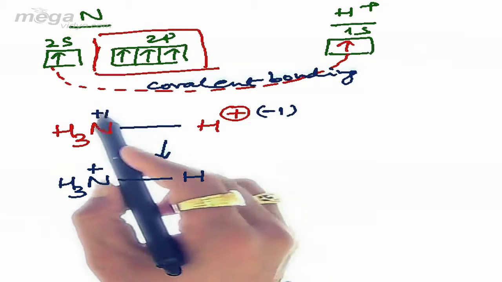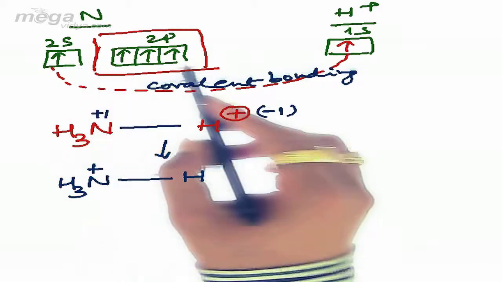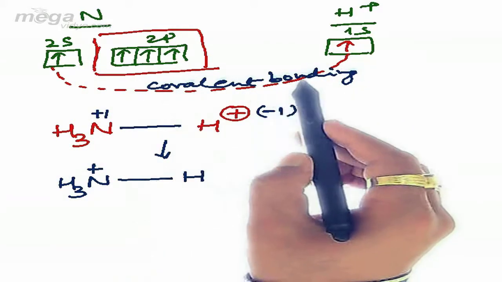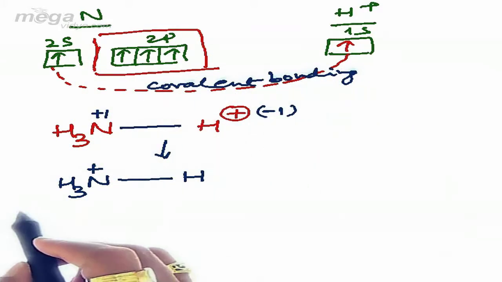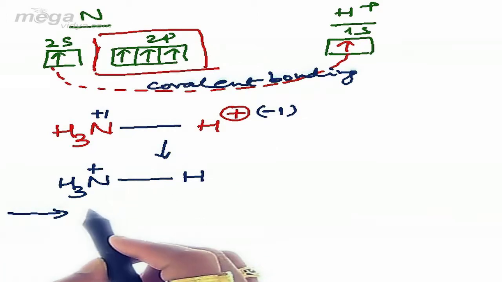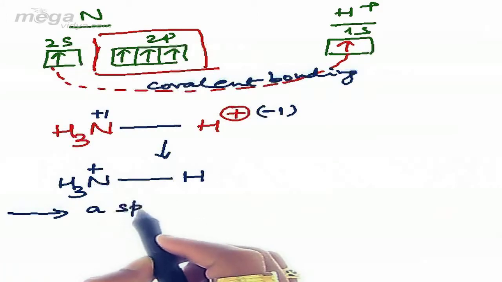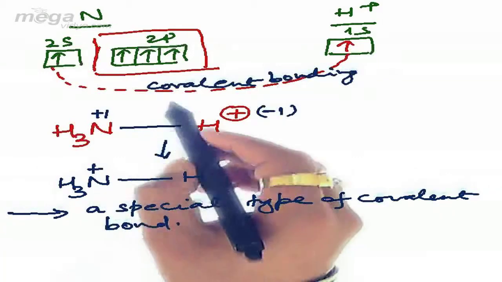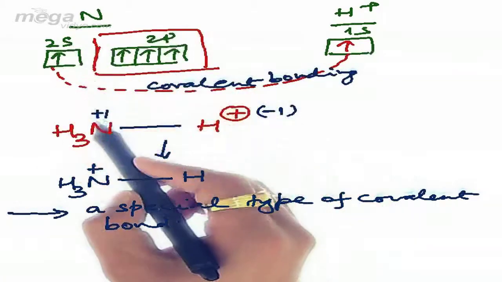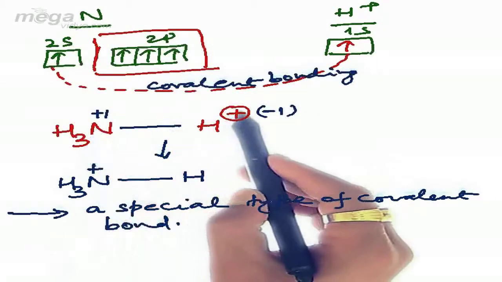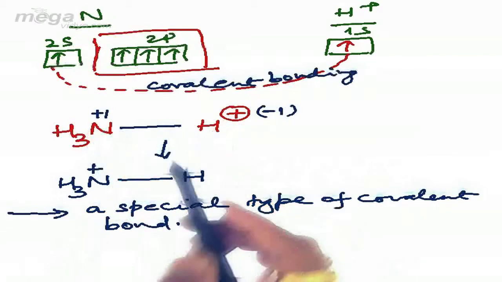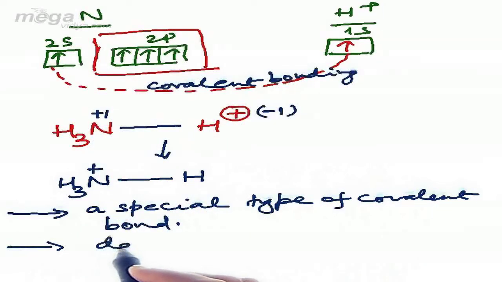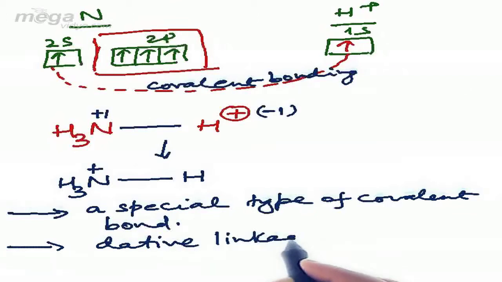So here we are observing that during coordinate bonding we also have covalent bonding, and this is the reason why we call such a bond a special type of covalent bond. Besides this, we are finding that besides covalent bonding, we also have ionic bonding, where nitrogen is undergoing the loss of an electron and H is undergoing the gain of an electron. So we call such a bond a dative linkage bond.